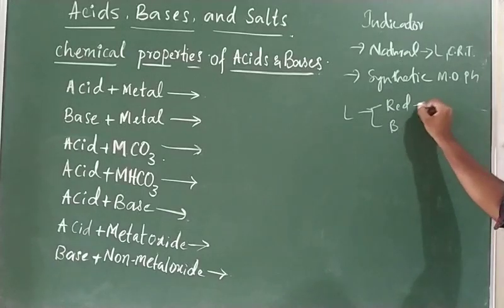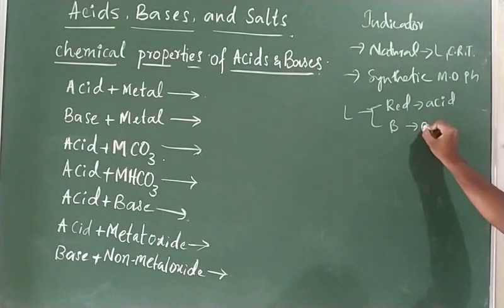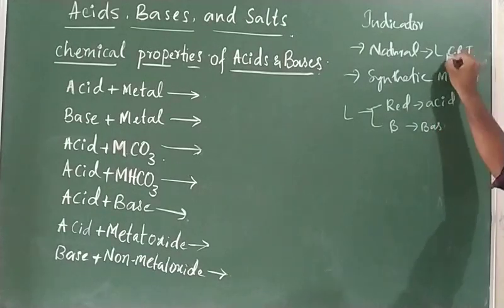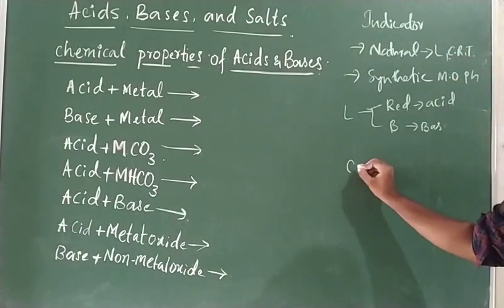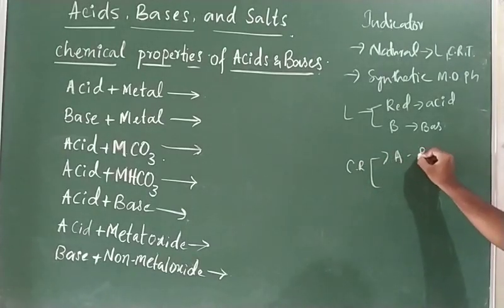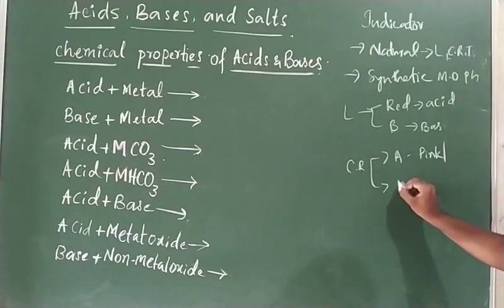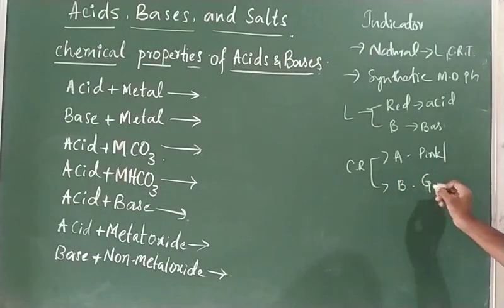Red color in which medium? Acidic medium. Blue color in the basic medium. Then the China rose indicator: in acidic medium it will show pink color, or what we call magenta. In basic medium it is going to show green color.